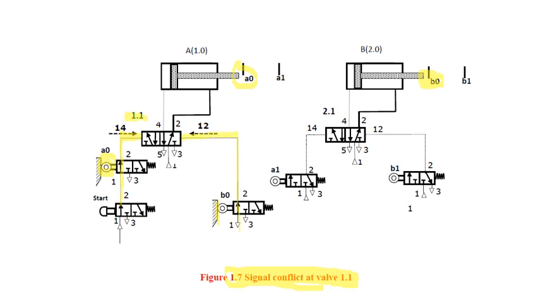So when this valve is getting a signal from both sides at a time, it is not possible for it to switch over or do its function properly. This will be the signal conflict at valve number 1.1. We will have a signal conflict on 2.1 also. We'll see in the next slide.